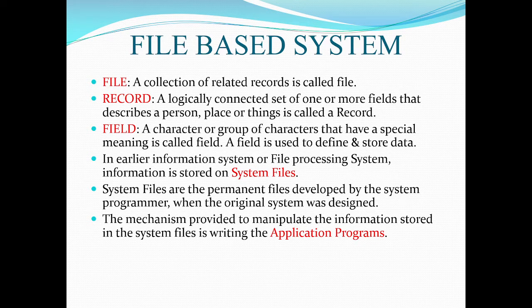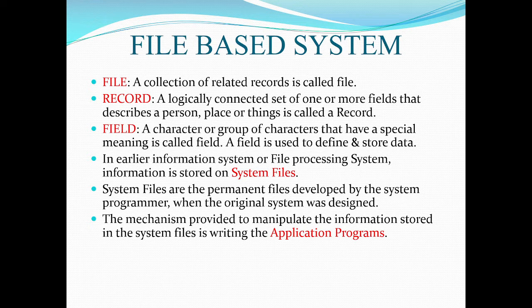In the early file system, or we can also term it a file processing system, the data is stored in system files. When we talk about any database management system, it should specify the structure in which it is going to store the data. In a file processing system, the structure it defines in order to store the data is nothing but the system files. Now, what is a system file? System files are permanent files, and these permanent files are developed by the system programmer when the original system was designed.